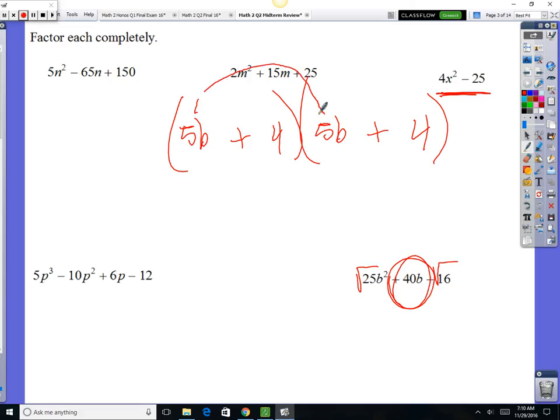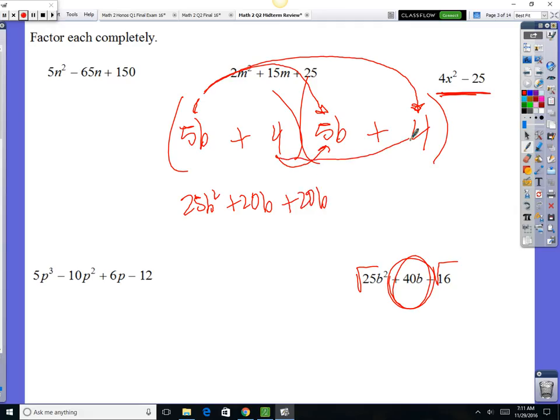So if you go 5b times 5b, that's 25b squared. If you go 5b times 4, that's 20b. And if you go 4 times 5b, that's another 20b. So that looks good. 4 times 4, there's your 16. 20b and 20b. So you got 25b squared. Those will give you 40b. So we checked it real quick, so we know that's the answer.